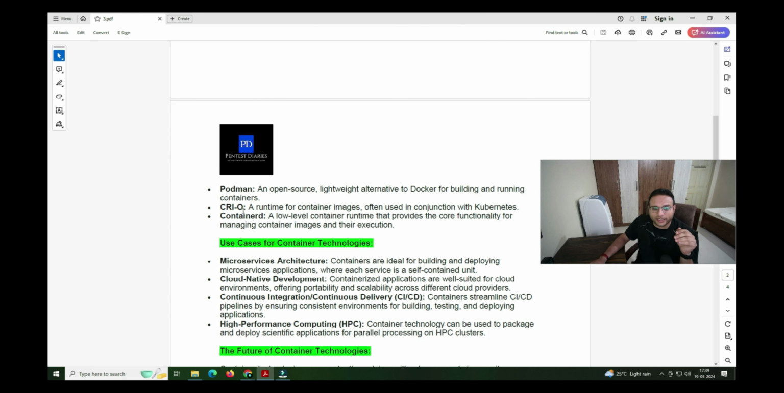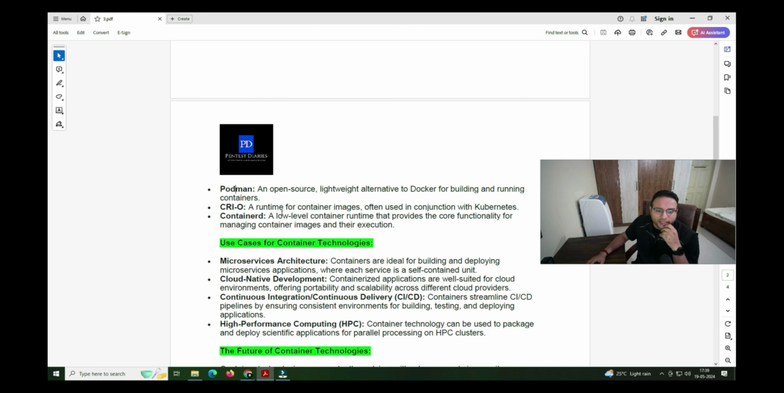So Podman is clear. Now talking about CRI-O. It's a runtime for container images, often used in conjunction with Kubernetes. So it's coming in between. You are utilizing it in Kubernetes also. Even this has a repository type of thing where the container images are present, and for the benefit of Kubernetes, we are utilizing it. So that was one of the things, CRI-O.